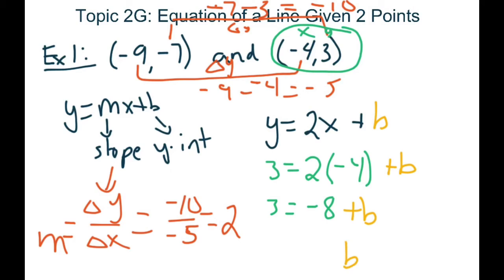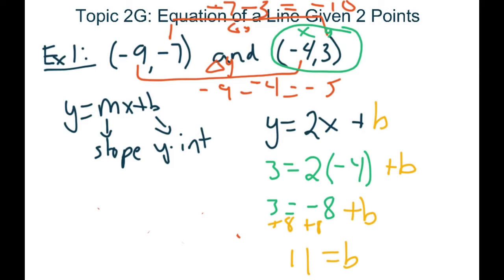So we're going to have b equals, you add 8 to both sides, so you get b equals 11. Well, now we have the y-intercept. Okay, so now we have the y-intercept. So I'm going to erase here my slope stuff. So let's write out the equation now.